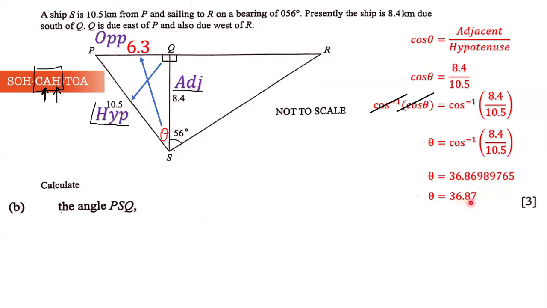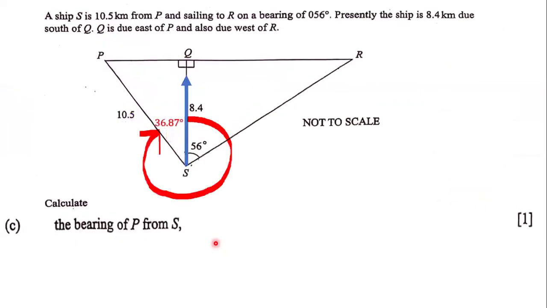So we have 36.87, and that's the angle PSQ. The angle PSQ correct to two decimal places is 36.87. Next, the question wants us to calculate the bearing of P from S. So we want the bearing of P from S.